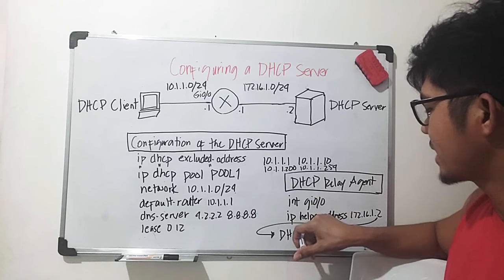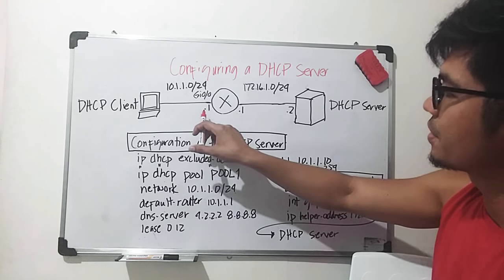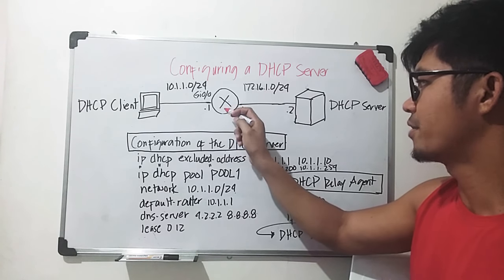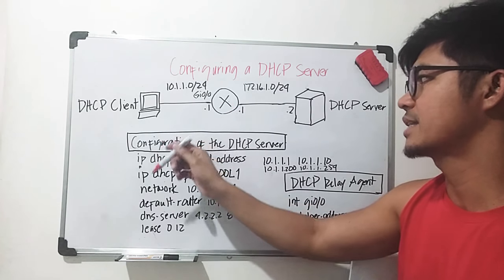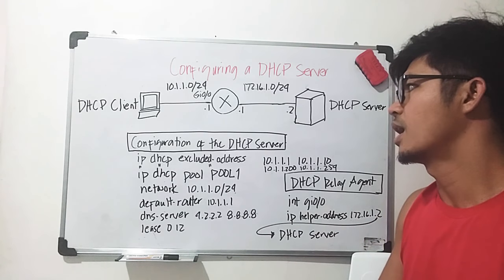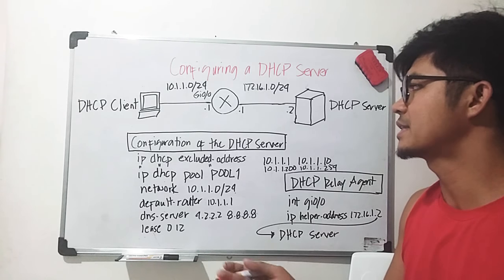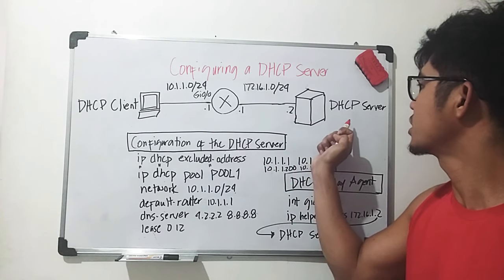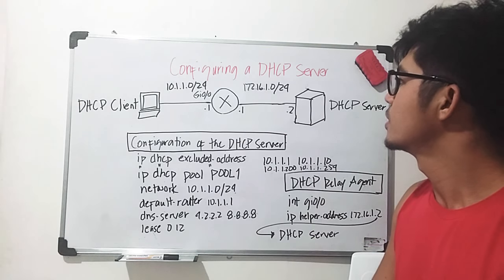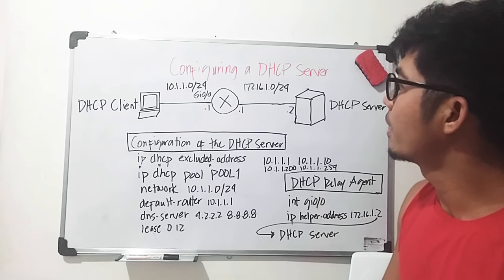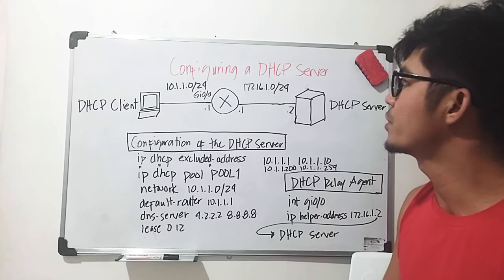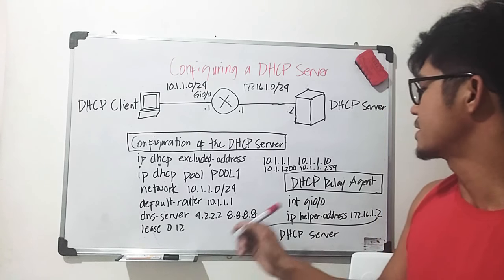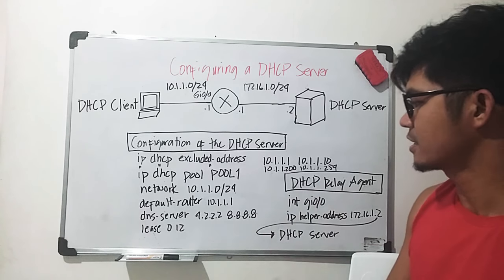So when this command is configured under this interface or port, the router can now convert the broadcast message into a unicast message and forward that unicast message to the DHCP server here. So yeah, that's how you can configure a DHCP server and of course the DHCP relay agent.